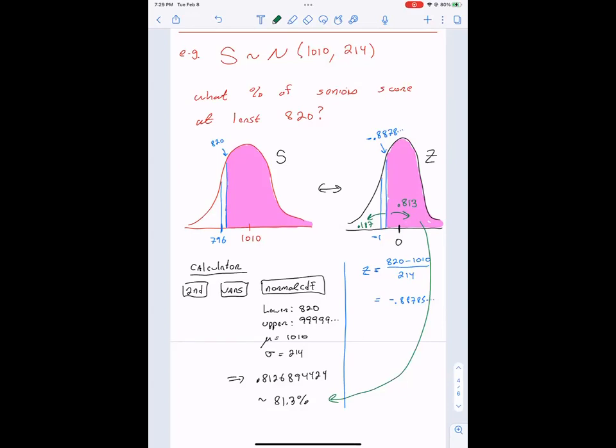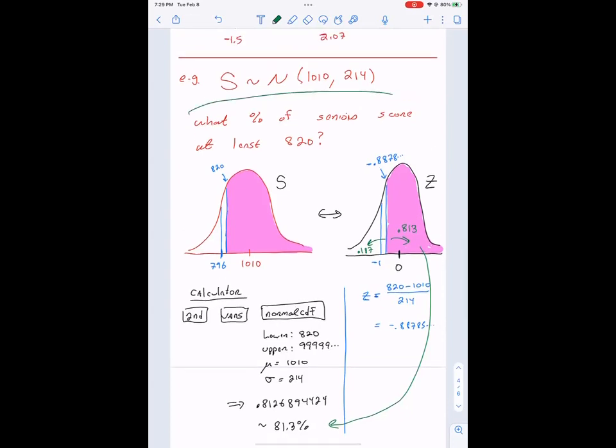If I'm looking for unusual, I would just look at my z-score. I wouldn't even make a graph. I would just check my z-score. And if I got something past -2, I'd say, okay, this is unusual. But even if it was unusual, that doesn't change the fact that we're just asking what percent of seniors score at least 820. But what if you're asking what percent of seniors fall outside the usual range? That would be a whole other question.